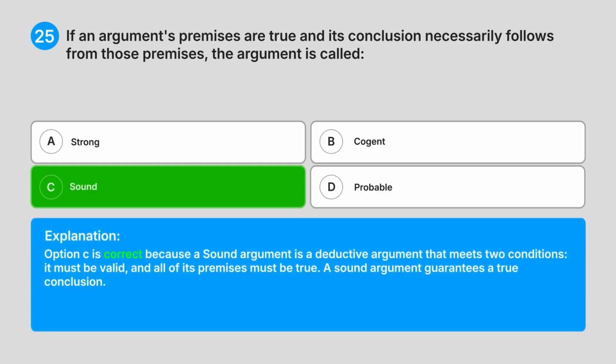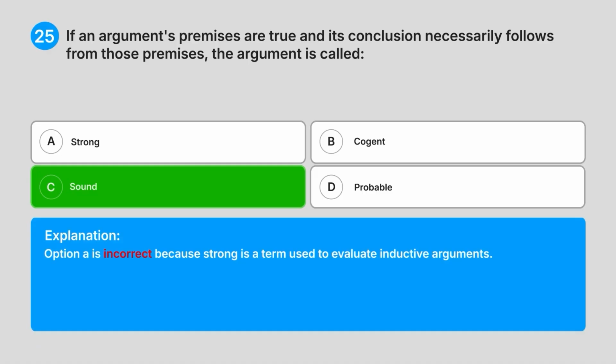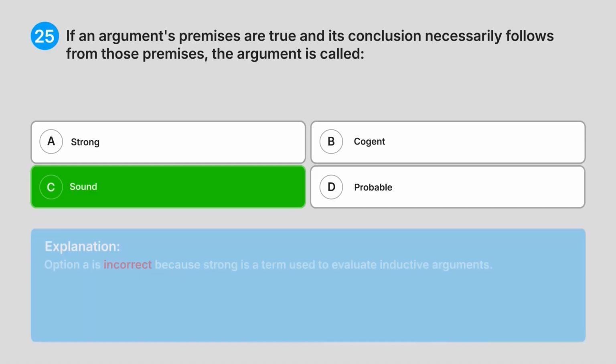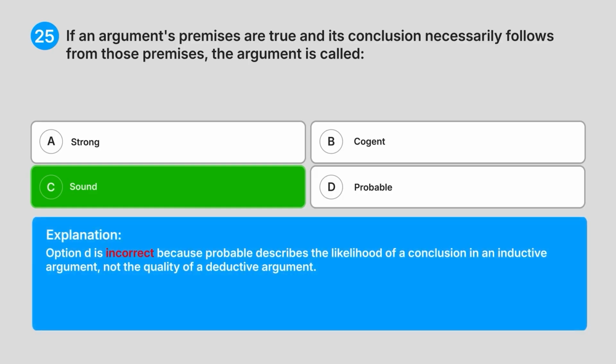Explanation. Option C is correct because a sound argument is a deductive argument that meets two conditions. It must be valid, and all of its premises must be true. A sound argument guarantees a true conclusion. Option A is incorrect because strong is a term used to evaluate inductive arguments. Option B is incorrect because cogent is a term for a strong inductive argument with true premises. Option D is incorrect because probable describes the likelihood of a conclusion in an inductive argument, not the quality of a deductive argument.